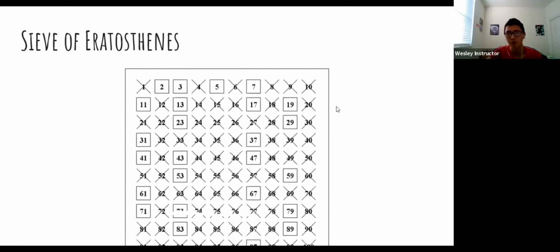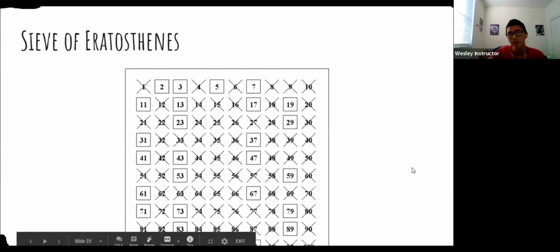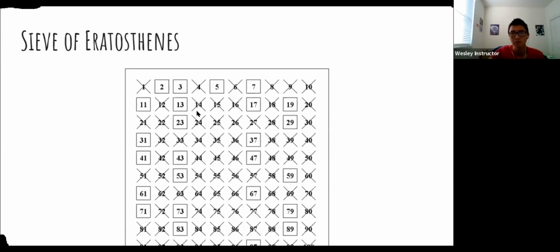And then we repeat this process. So we look at 3, and we cross out any multiples of 3. Some numbers are already crossed out because they are multiples of 2, such as 6. 6 is already a multiple of 2, but it is also a multiple of 3. So we cross out 9, 15, 21, and then we repeat this process. And once we do that, we can single out all the prime numbers. So 2, 3, 5, 7, 11, all the way up to 97.